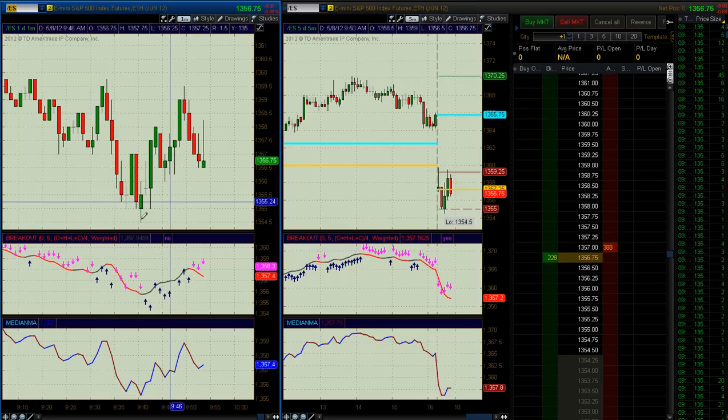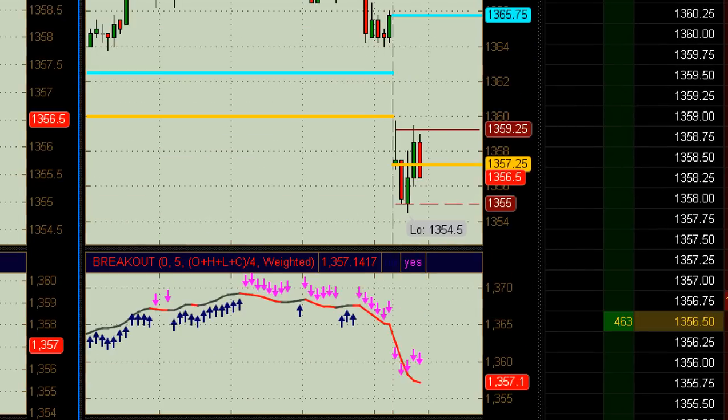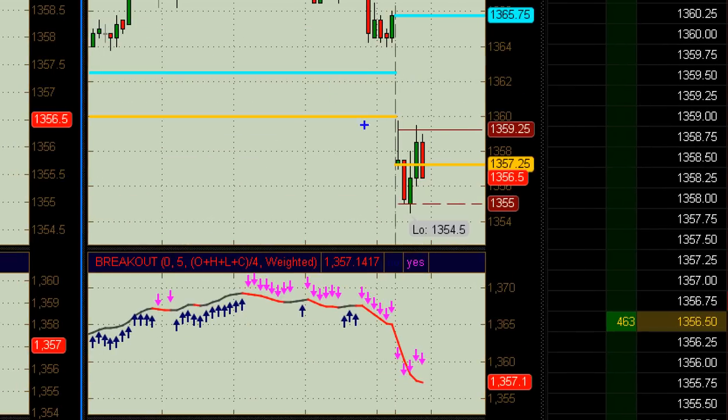Alright, here is what the ES is doing. We're not far off of where we opened the day. About 2 ticks off from where we opened.